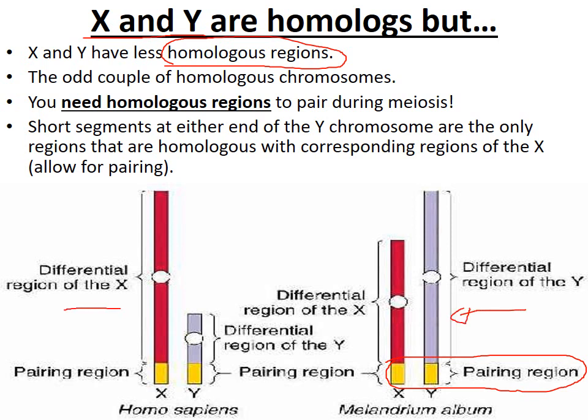So this over here is the XY system in a human. So we have our Y over here, which is shorter, and our X over here, which is longer. Homo sapiens, just the name of humans, the scientific name for humans. The pairing region is a region where they are similar to each other.